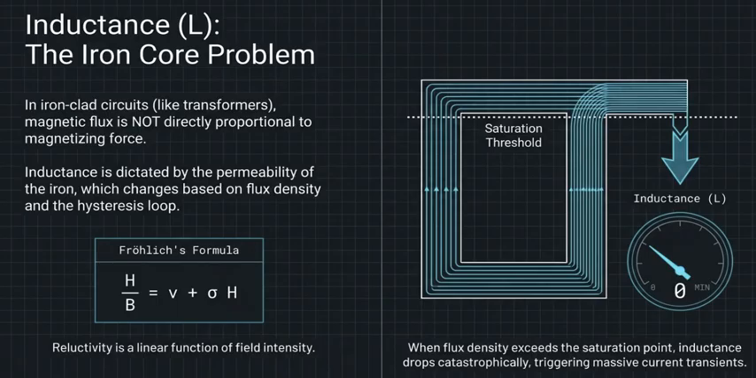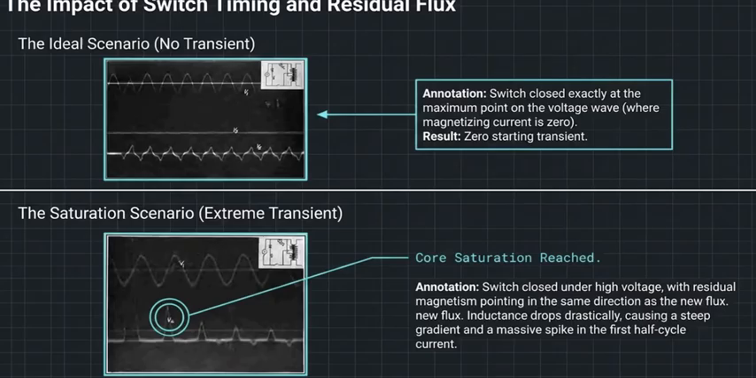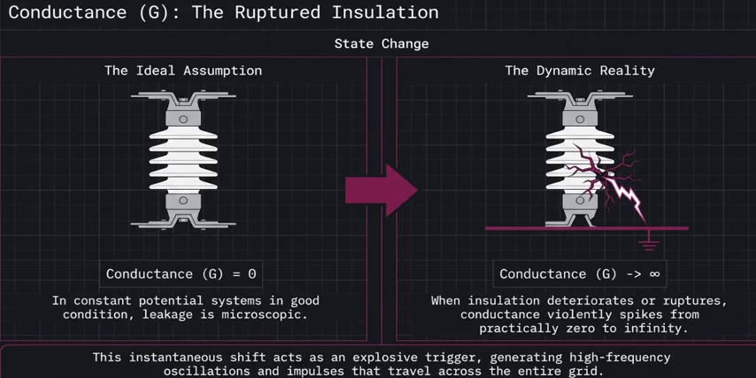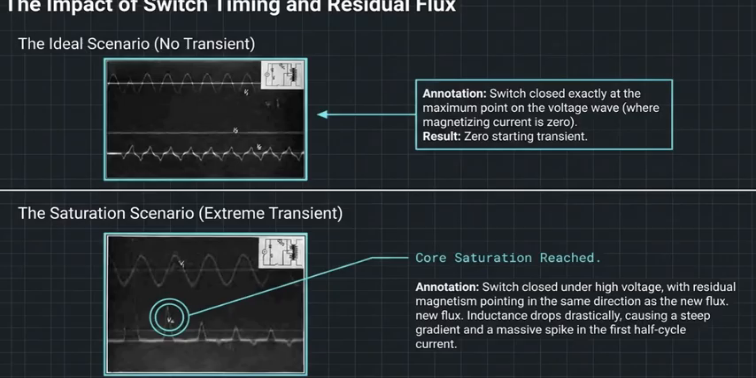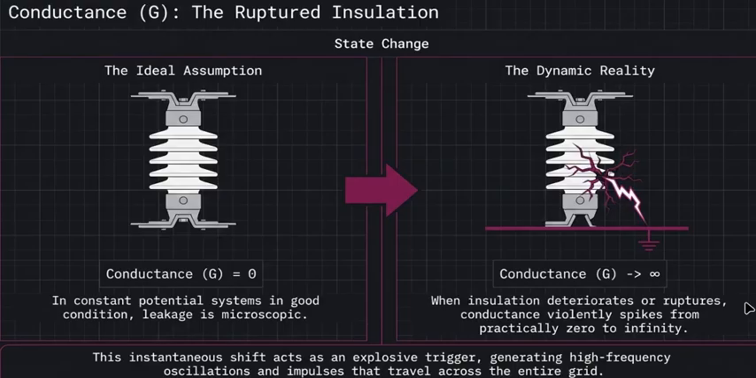So we've looked at wires heating up and changing resistance. We've looked at transformers holding magnetic grudges and losing their inductance. Yep. But both of those happen within the system itself. What happens when the electricity decides to escape the system entirely? That is a whole different ballgame. That brings us to our final two variables, conductance and condensance, which rely entirely on the environment outside the wire.